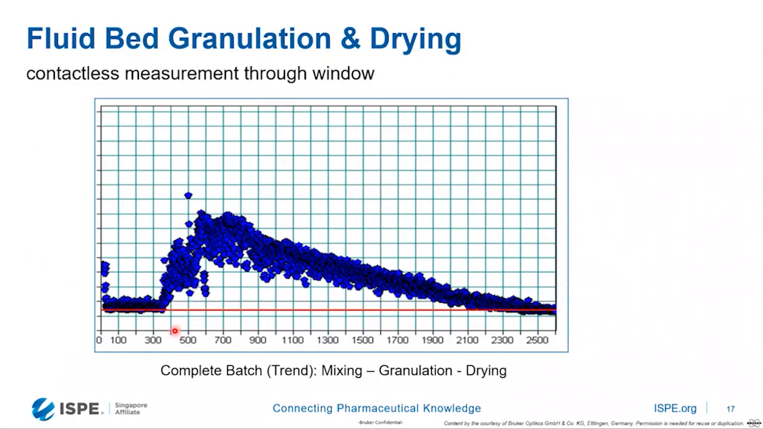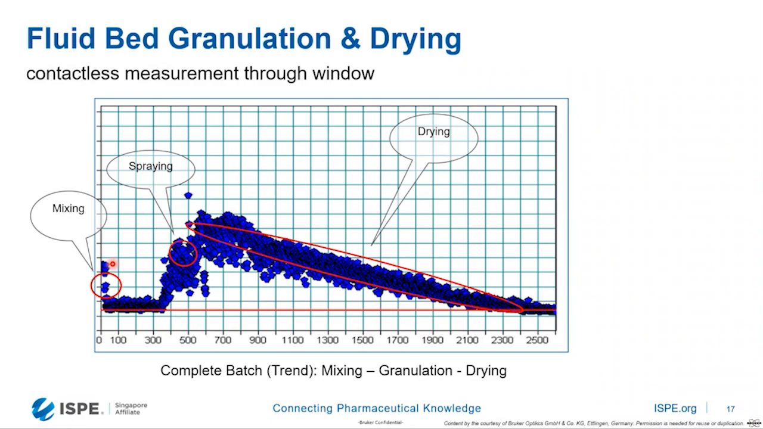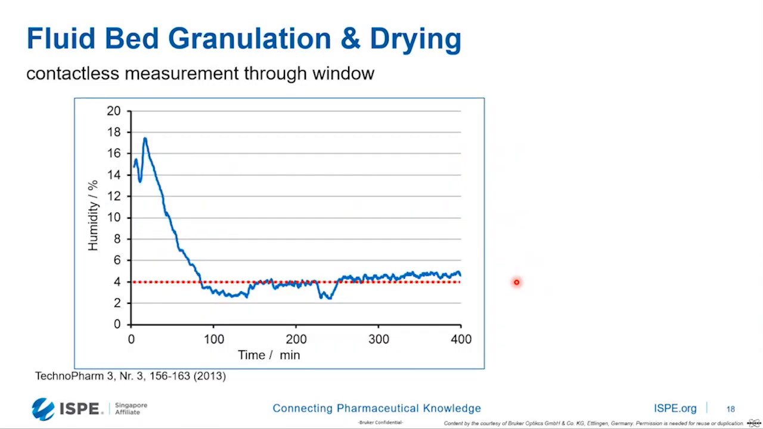Here is an example. You can see here that when we start the mixing, we spray, dry, and at the end, when everything is good, you can use this kind of information, which is called the conformity index, to decide when to stop the process. This is another publication where the customer is using our probe to monitor the humidity of the sample inside the fluid bed dryer.